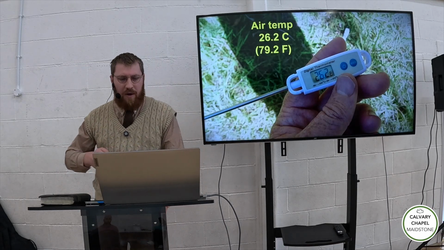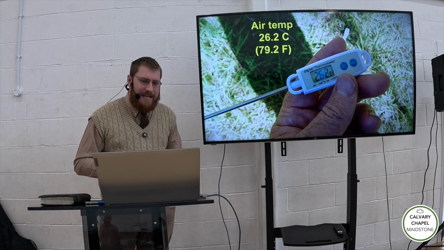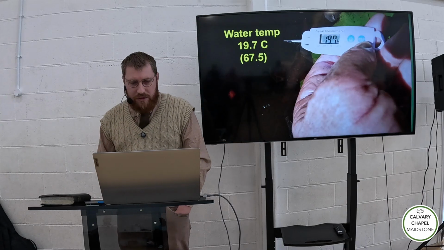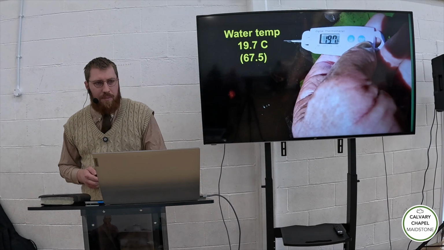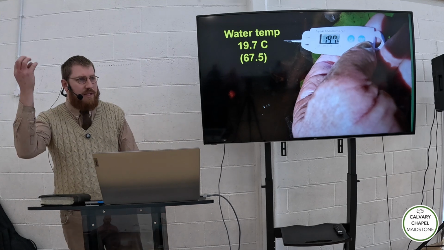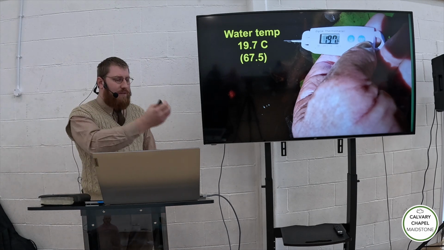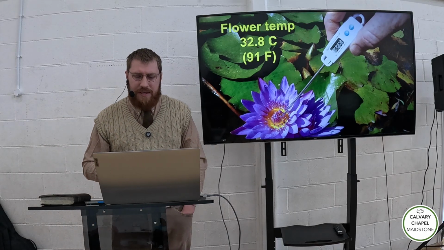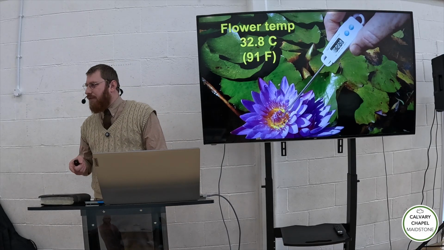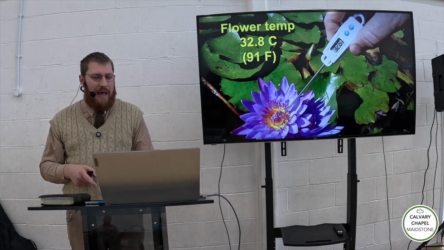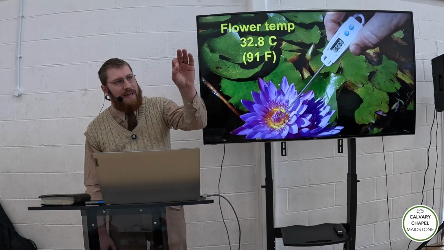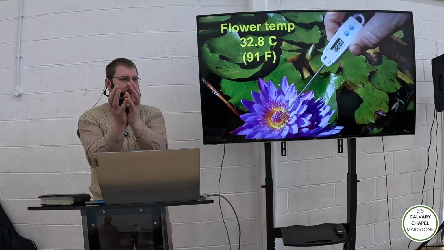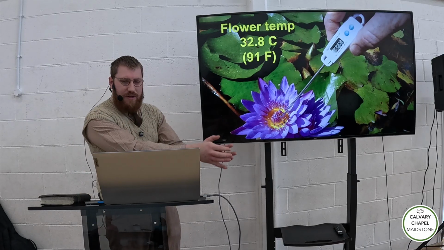You see, at this point on an Australian spring afternoon, the air temperature outside was 26.2 degrees centigrade. Nice and pleasant. The water temperature, though, was a much cooler 19.7 degrees centigrade, enough still to suck the energy out of that bee as it flies over the water. But by the time we get into the center of the flower, the temperature was 32.8 degrees centigrade, significantly warmer than both the outside temperature and the water temperature. In other words, when that little bee lands into the flower to start getting him covered in pollen, he gets a supercharged boost of heat energy, so he's got enough energy to fly on to the next flower.